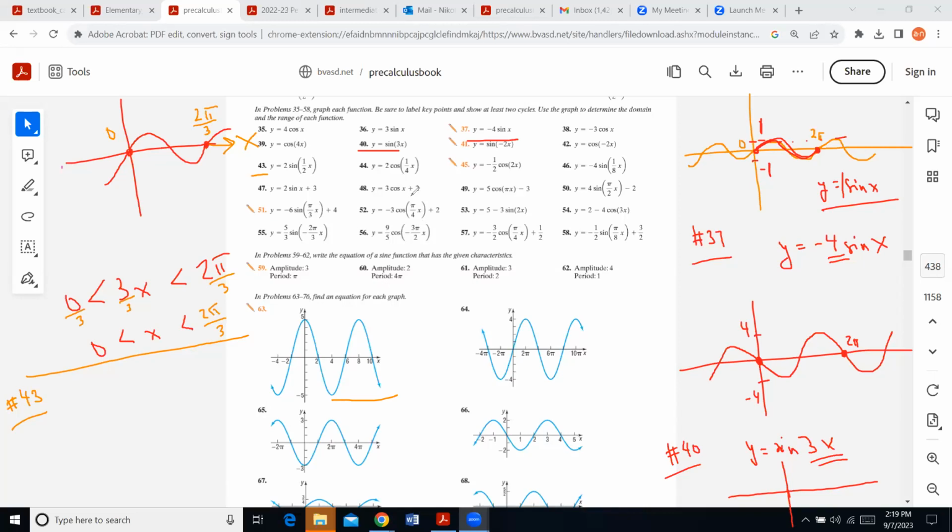Anyways, let me do number 43. So that's a case where you have 2 in front, so that's your amplitude, and a sine of 1/2 x in the parentheses.